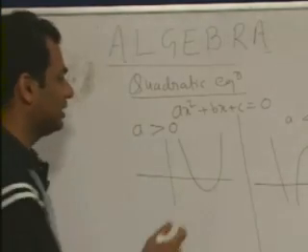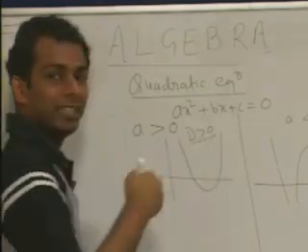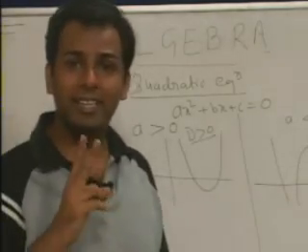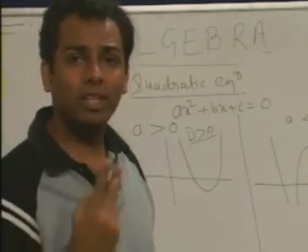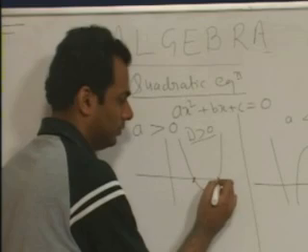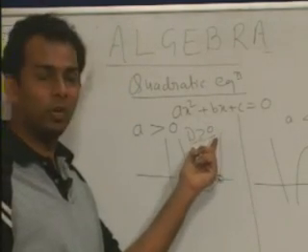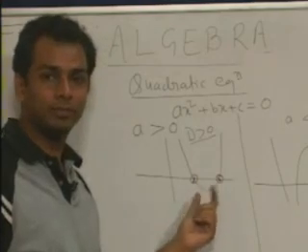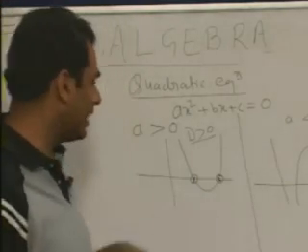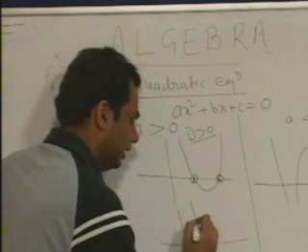Now, this is the case when D is greater than 0. Why? Because when D is greater than 0, we are getting two distinct real roots. So if we are getting two distinct real roots, it must cut the x-axis at 2 points. So, whenever the discriminant is greater than 0, our graph will always be like this one. The second case is something like this one.